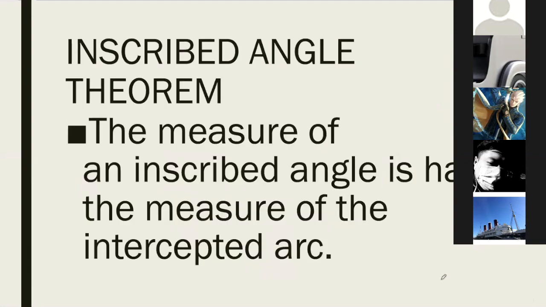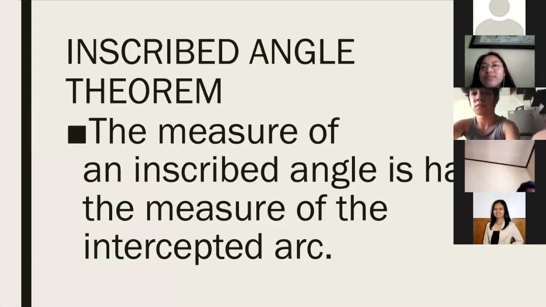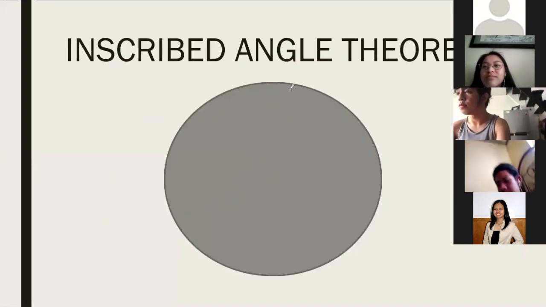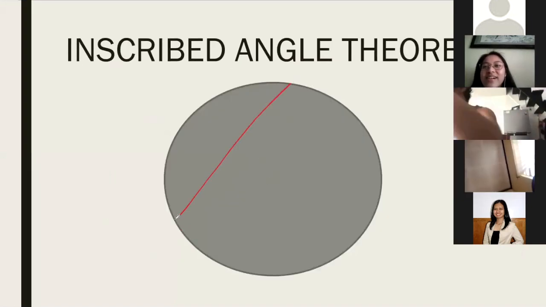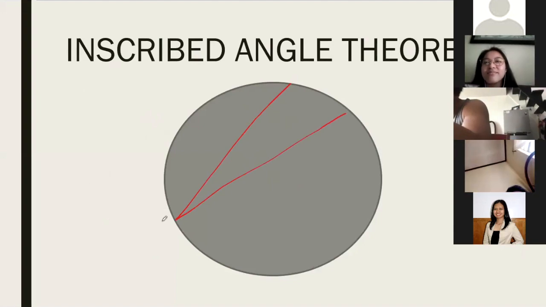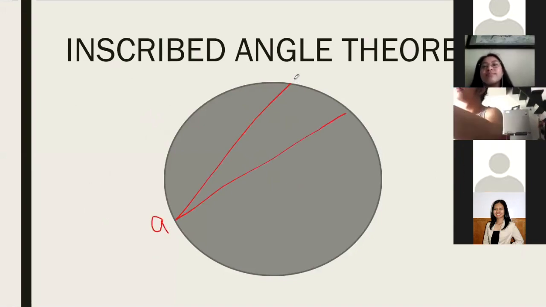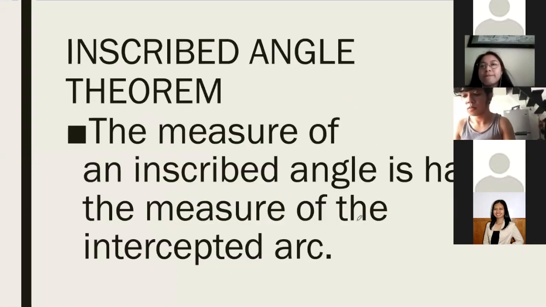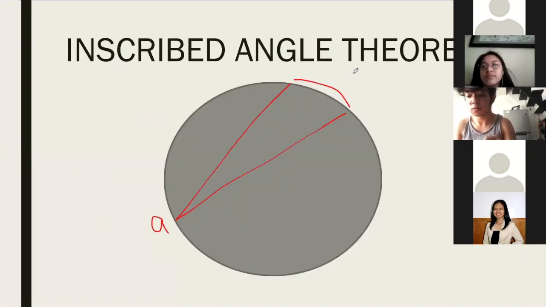So, inscribed angle theorem. So, the measure of an inscribed angle is half the measure of its intercepted arc. Okay, wait lang. Okay. So, let's say may intercepted arc ako dito. Inscribed angle ako dito. So, angle A. So, nakalagay sa theorem, the measure of an inscribed angle is half the measure of the arc. So, kung yung arc ay 90 degrees, ano yung measure ng inscribed angle?